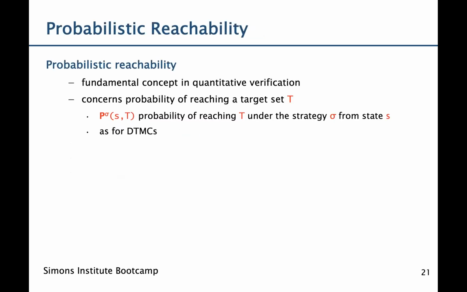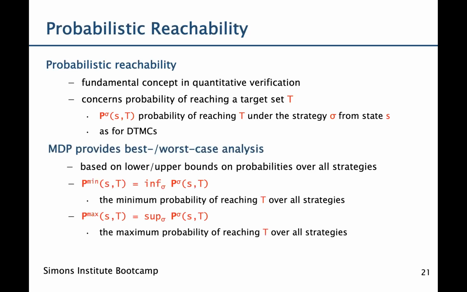probabilities. So first, as we saw for our DTMCs, probabilistic reachability is the fundamental concept in quantitative verification, and it concerns the probability of reaching some target set. So if we've got a strategy sigma and a starting state S, then we can consider what's the probability of reaching the target under the strategy sigma when starting from the state S. And I'll use this annotation here. So this is similar to our DTMCs, but we need to specify the strategy first to resolve the non-determinism.